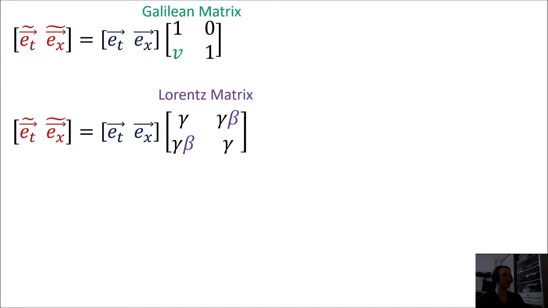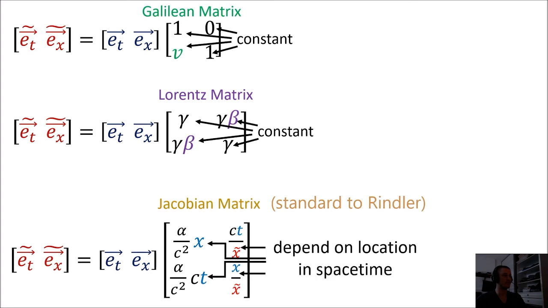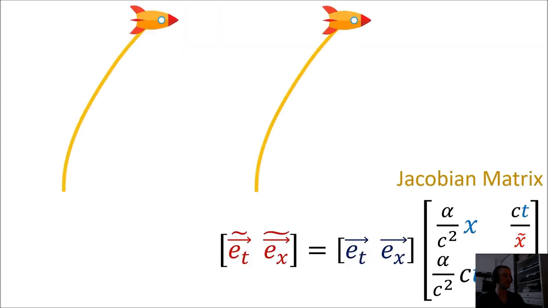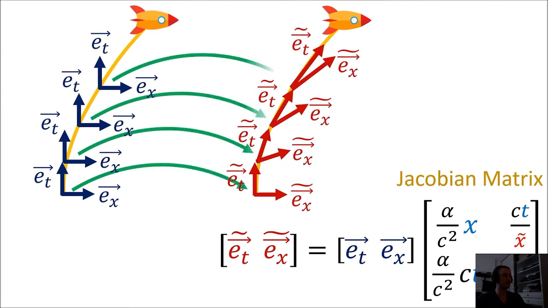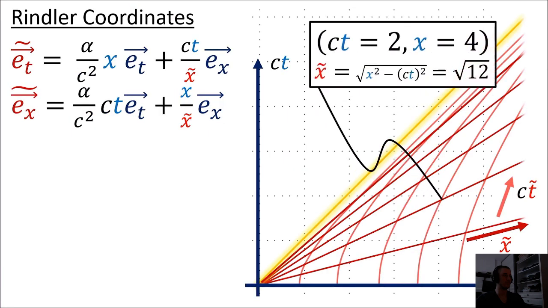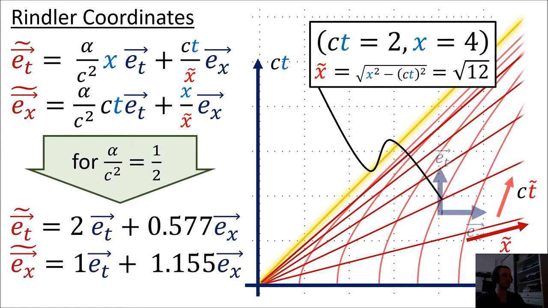Now, the Galilean and Lorentz matrices have entries that are constant numbers and don't depend on the coordinates. But the Jacobian matrix between the standard inertial coordinates and the Rindler coordinates does depend on the spacetime coordinates. So we get a different transformation for every point in spacetime. This is exactly what we need to change to the Rindler basis, since the et tilde and ex tilde basis vectors can change direction and length everywhere in spacetime. If we choose this specific point in spacetime, you can see that when we plug in x, ct, and x tilde, we get the correct basis transformation equations.